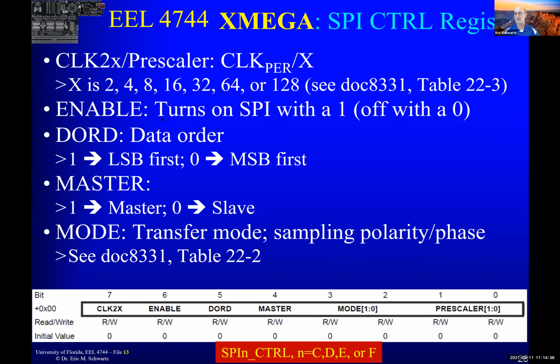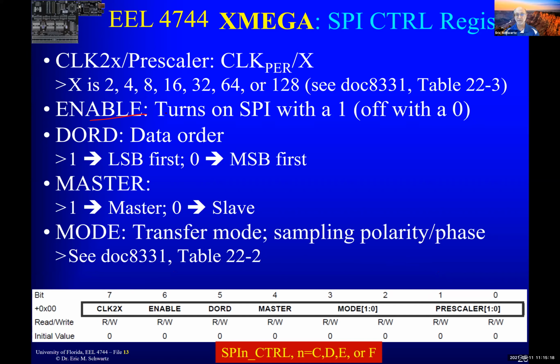This is that control register that Mark was talking about. These 3 bits give us 8 different speeds. They separated one out and call it a clock 2 times, but it's not really relevant. These are the speeds that we can go, and that is a divider from the system clock. So if we're running a 2 megahertz system clock, we could be as fast as 1 megabit per second, and as slow as 2 megahertz divided by 128 bits per second.